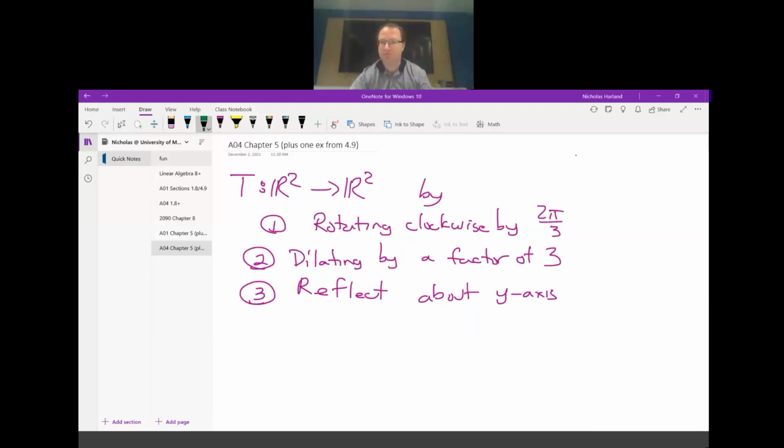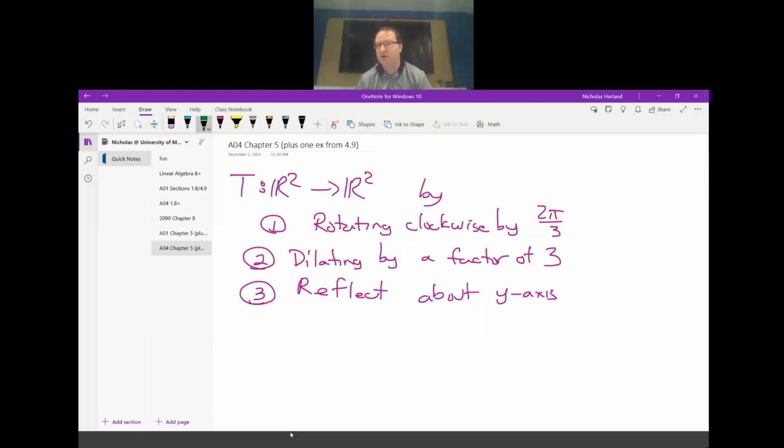All right, so we have this right here. We want to find our standard matrix. So T is a linear operator on R2, starting by going clockwise by a certain angle, dilating by a factor of 3, reflecting it about the y-axis. So the key question here is rotating clockwise. We know rotation is our more complicated one. The other two are much more straightforward.